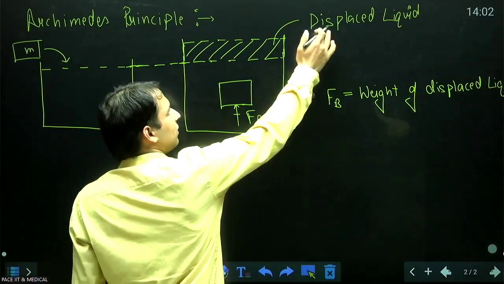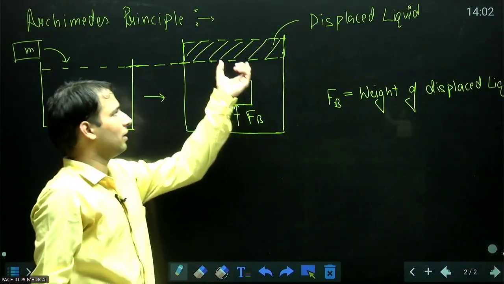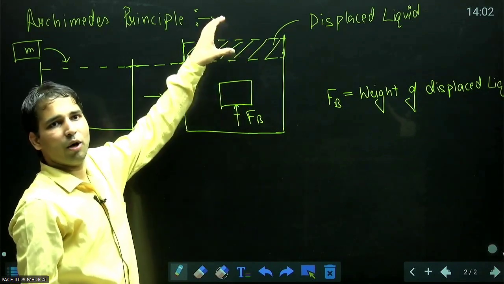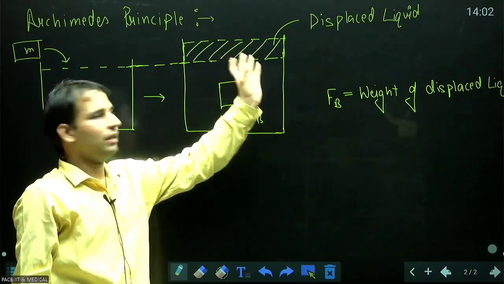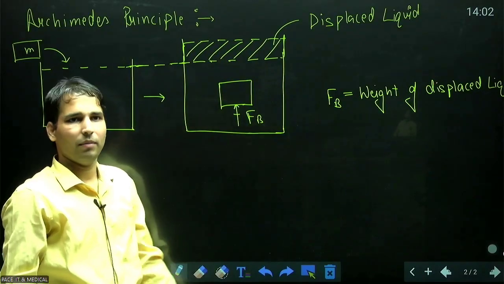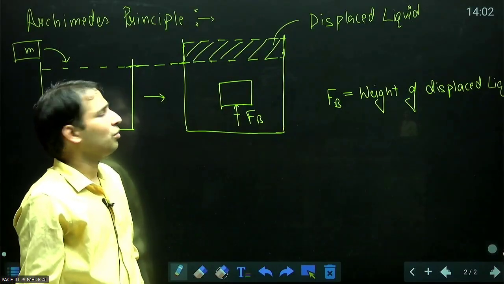Whatever is the weight of this liquid, we can calculate it, right? As we know the density of the liquid and the volume displaced, we can write the weight by any means. If we can write the weight, we can directly calculate the buoyant force. Now, sir, how to write the weight?